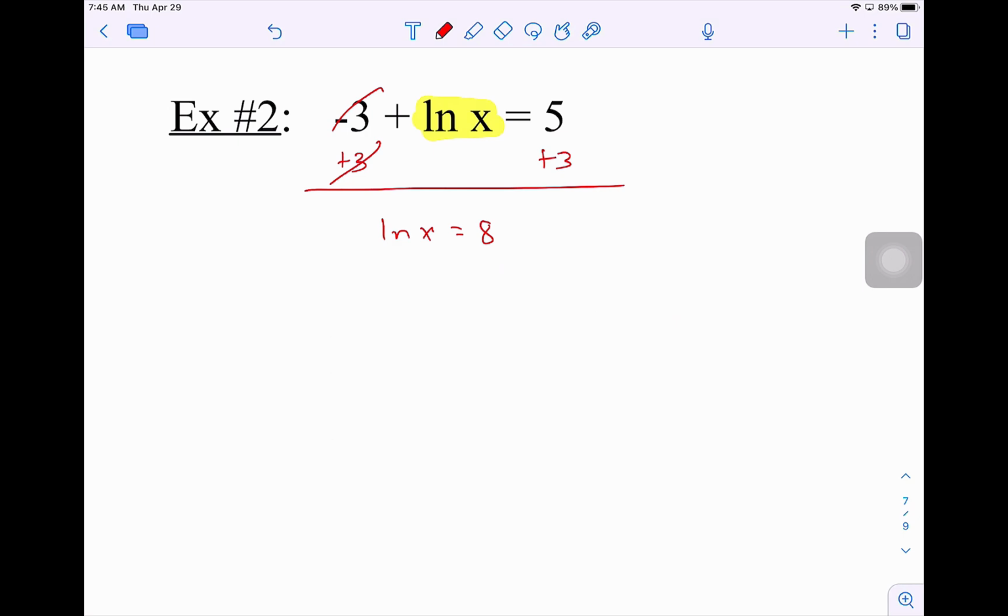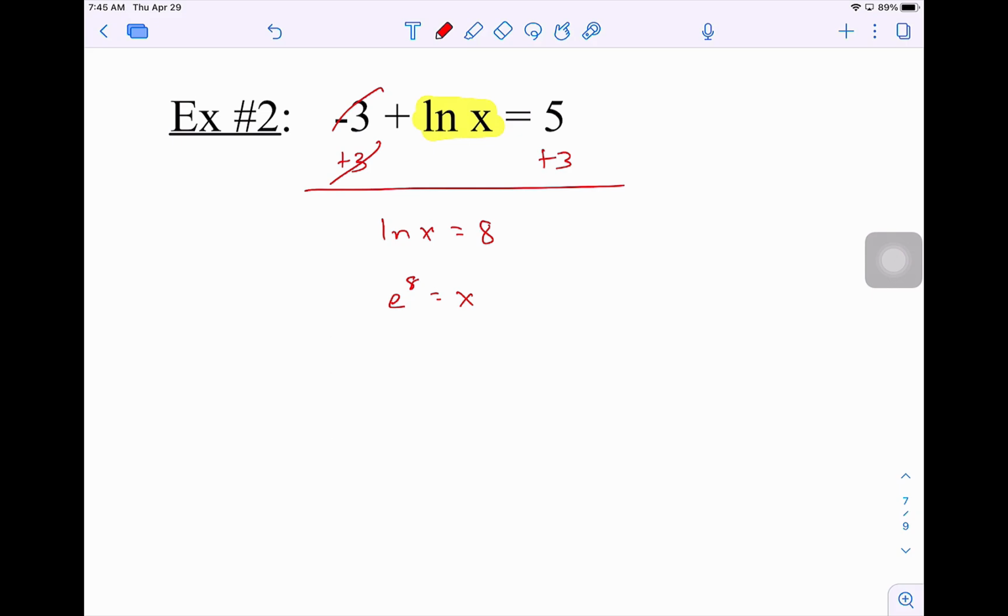Okay? So just like we did before, we got the exponent by itself and went to logarithmic. Here we got the log by itself, and we go to exponential. So if we change this into exponential form, remember you always start with the base. When you see a natural log, all you have to remember is that it's base e. Okay? So we would have e raised to the 8th power, and that equals x. E to the 8th power equals x.